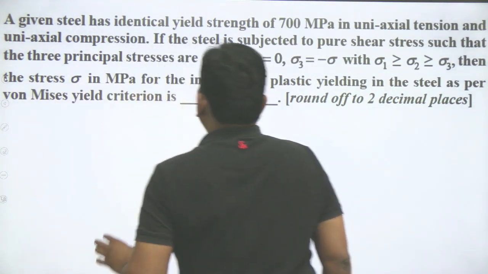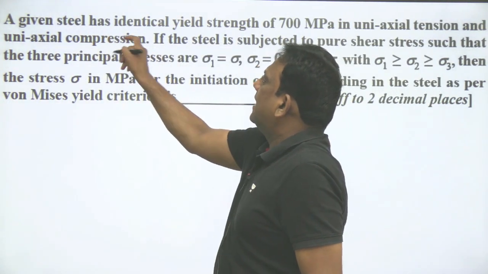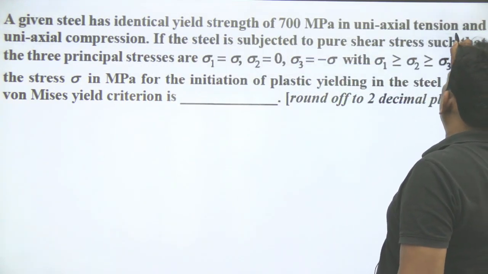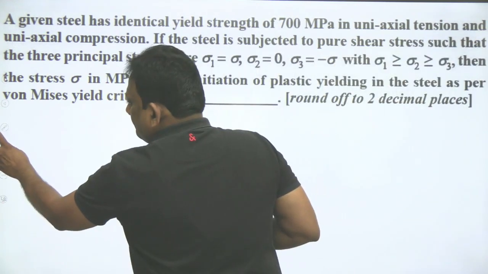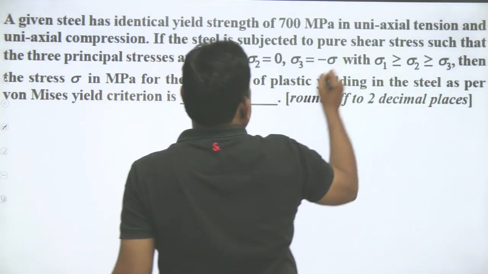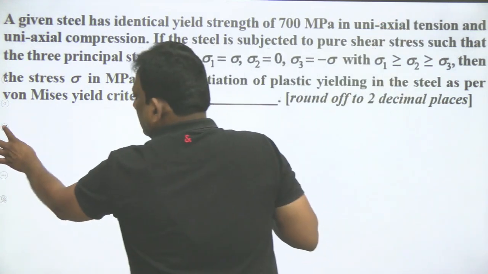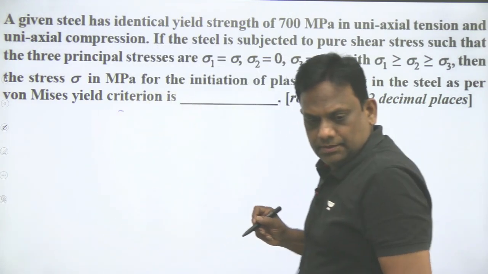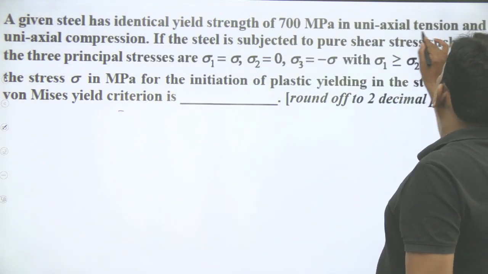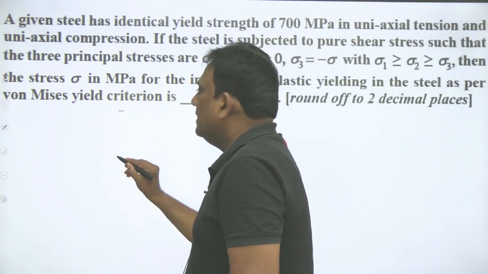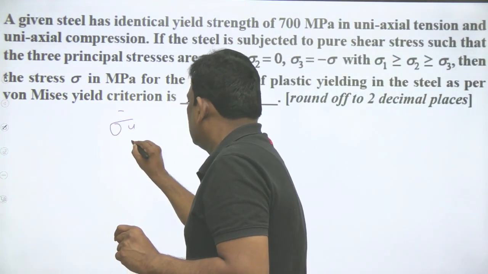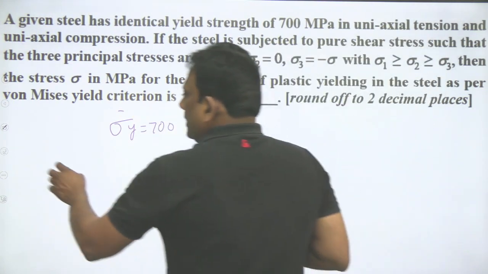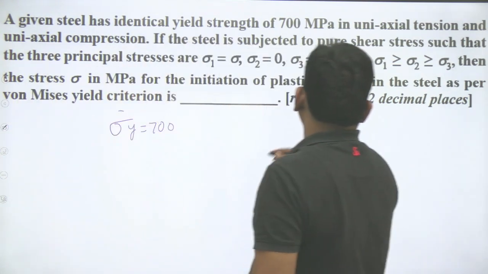A given steel has identical yield strength of 700 megapascal in uniaxial tension and compression. So I repeat, it has identical yield stress in tension and compression. It means the yield stress is 700 megapascal both in tension and compression.